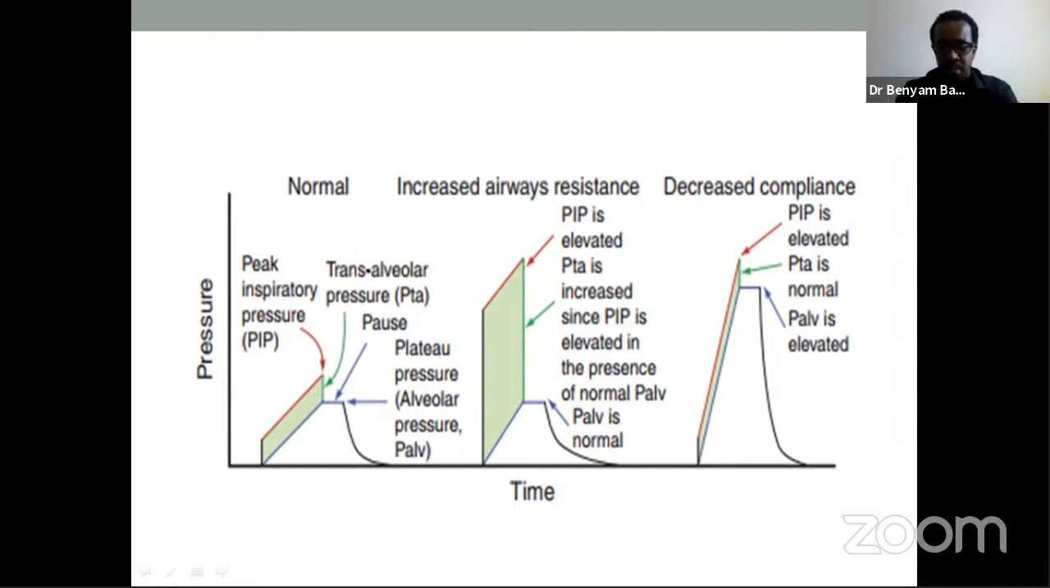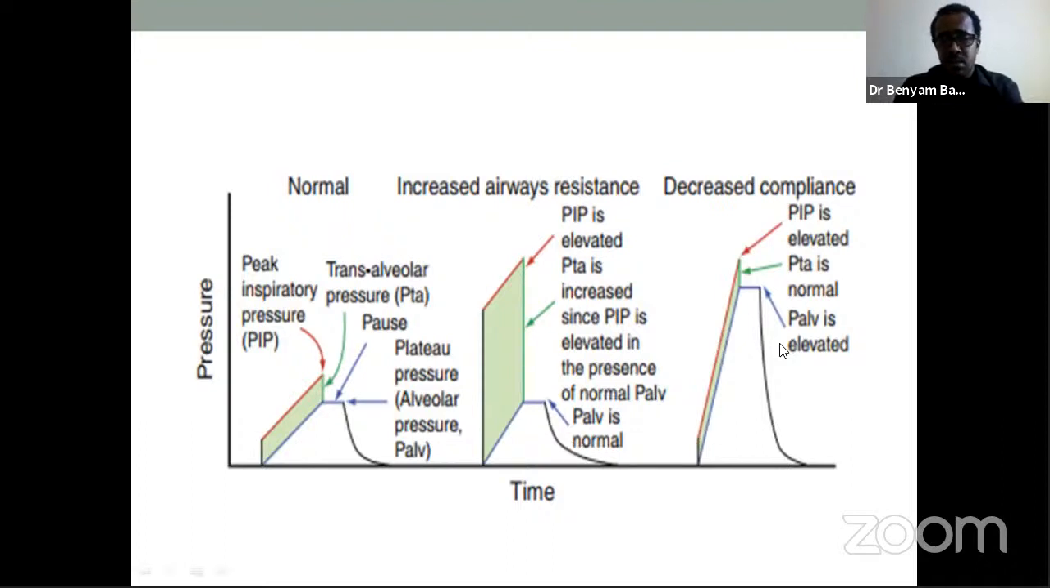So this implies there is airway resistance. This could be obstruction, or it could be obstructive lung disease, maybe asthma or bronchitis.